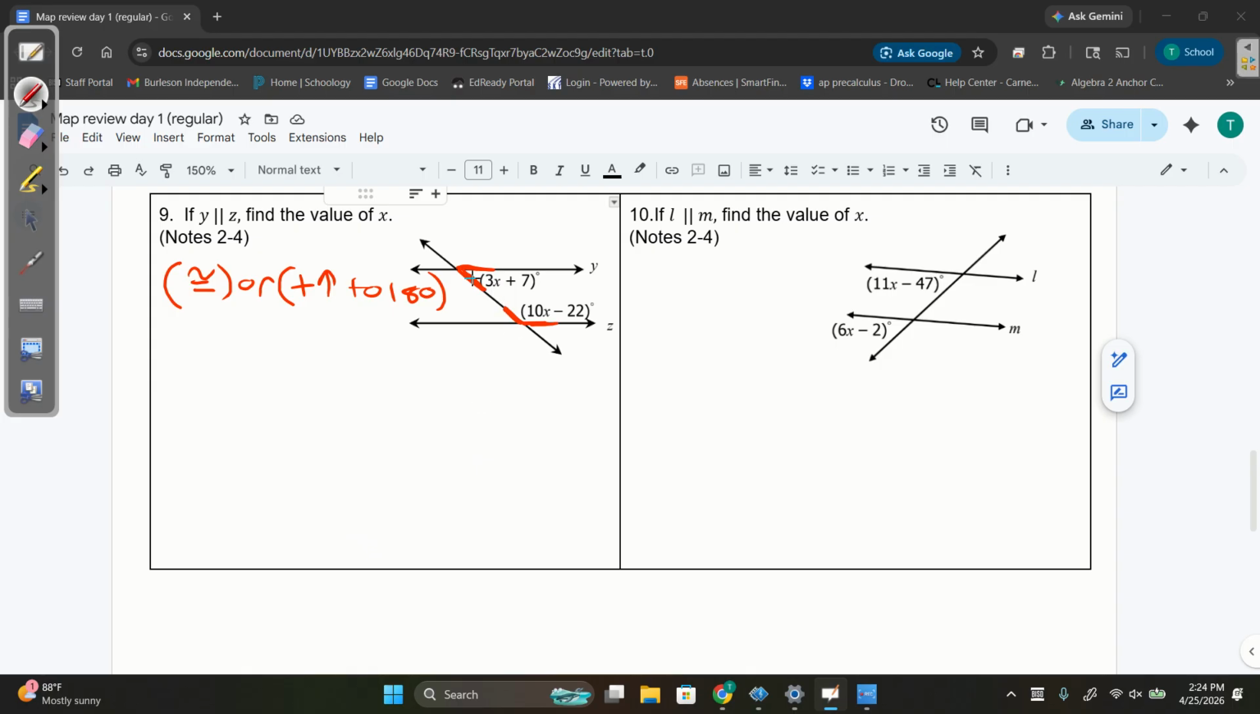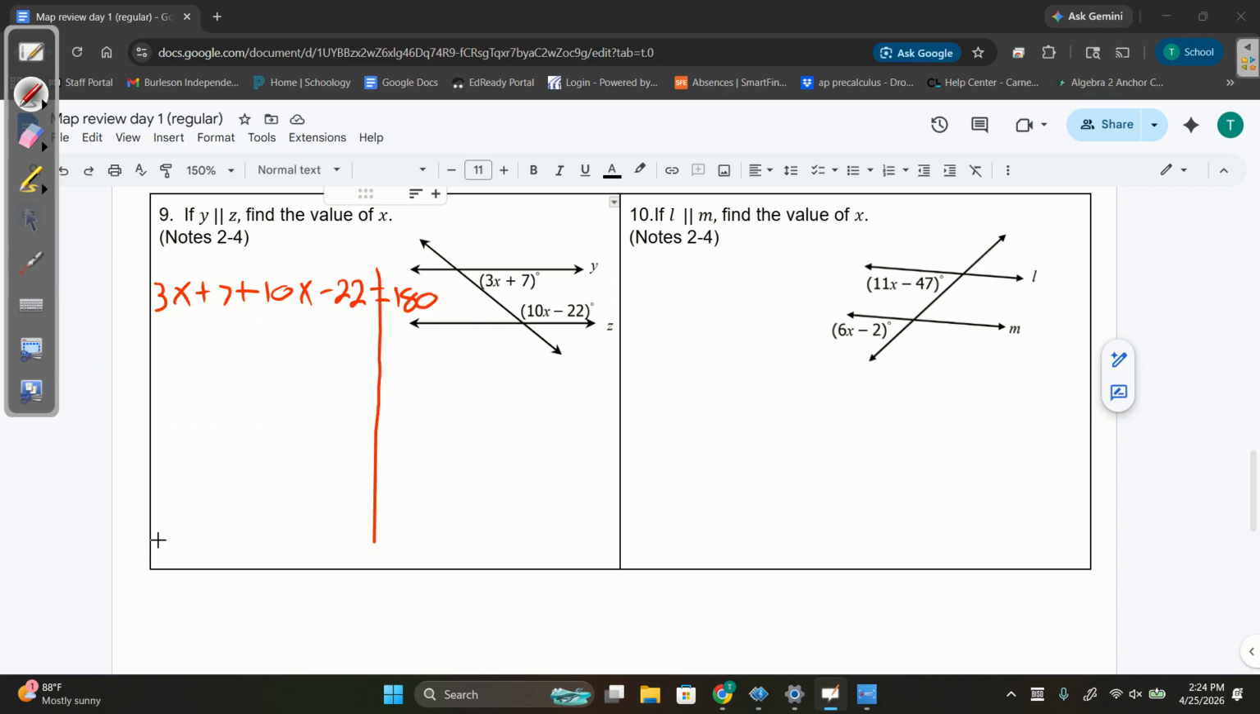Looking at these two angles, this is an acute angle, this is an obtuse angle. Do these two angles look like they might be equal to each other? I'd venture to say no, because this is a small angle, this is a large angle. So we can pretty safely say they're not congruent. What that leaves me with is that they add up to 180. So I can say that this angle, 3x plus 7, plus this angle, 10x minus 22, is equal to 180 degrees.